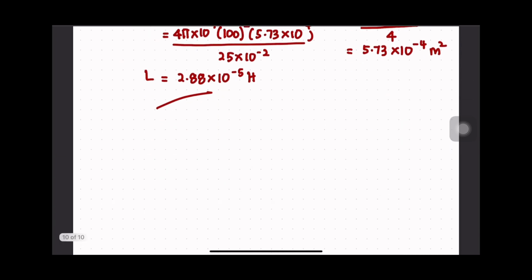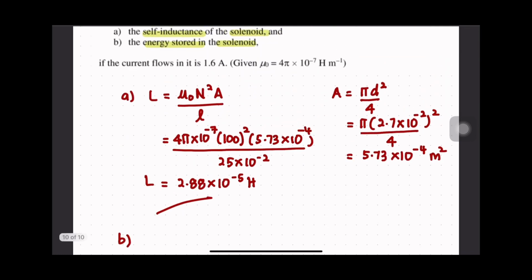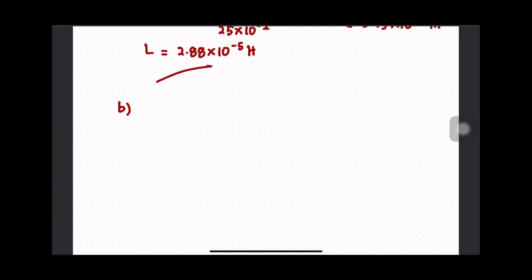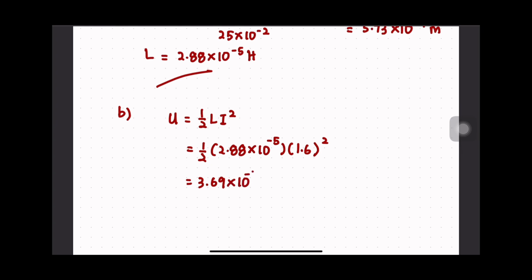Okay, so next B, they ask you to calculate the energy stored in the solenoid. So energy stored in the solenoid is U is equal to half L i kuasa 2. Okay, so half L is 2.88 times 10 to the power of negative 5 times with I is 1.6 ampere, dibagi tadi 1.6 power of 2. Okay, so we get 3.69 times 10 to the power of negative 5 joule.